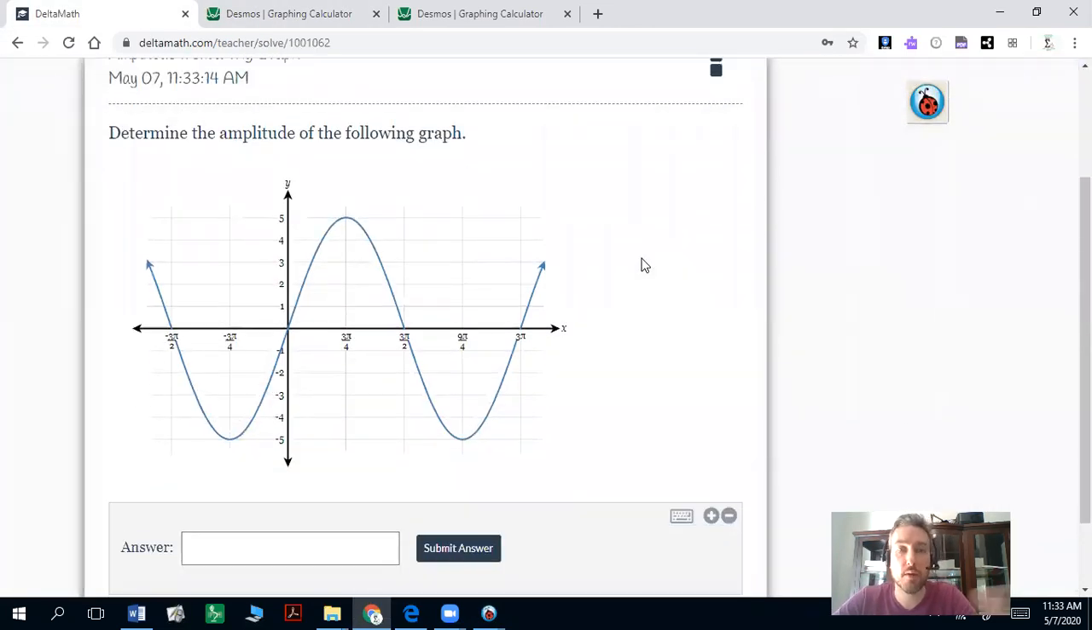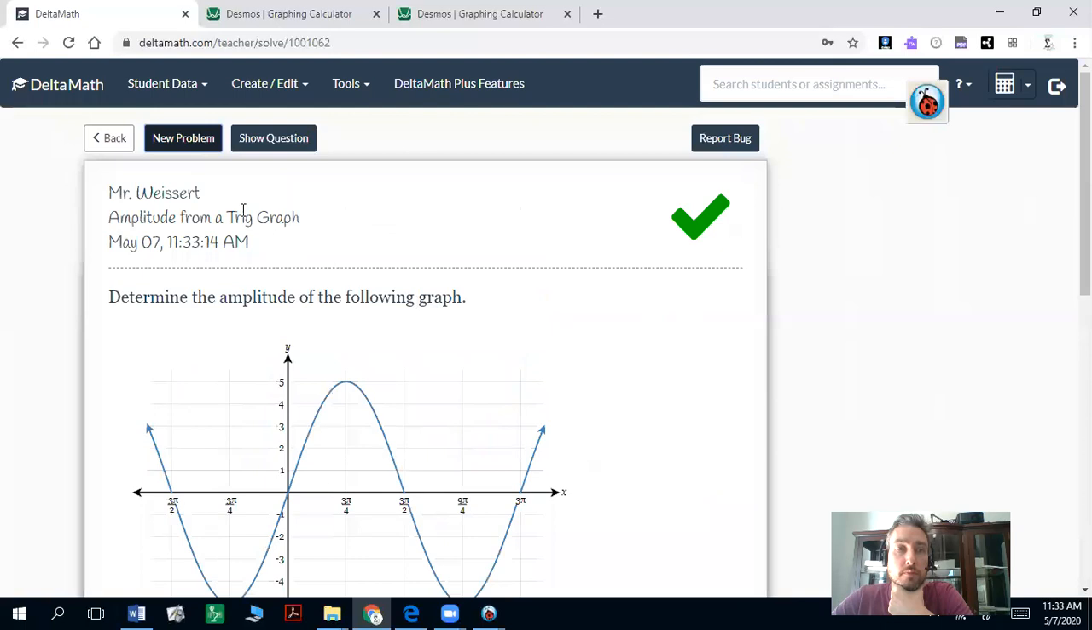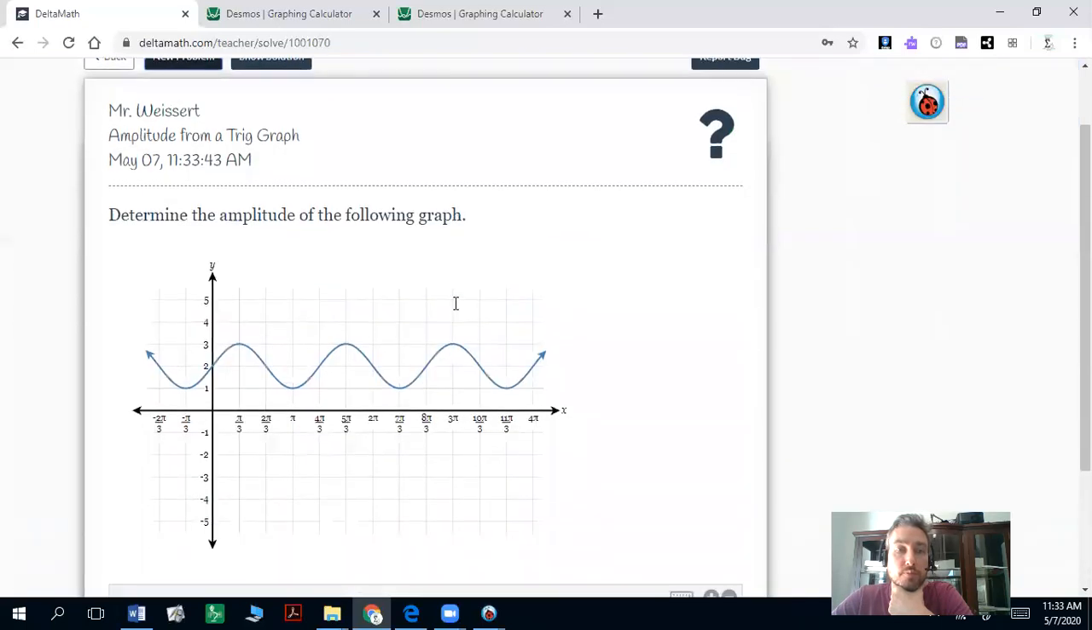So again, I don't care about the shift up or down. I want to know, what is that amplitude? So if you look at the midline, that's right here at the x-axis, that's 0. It goes up to 5 and down to -5. Now it starts at the midline, so it's sine, but that highest value is 5. So the amplitude would be 5. We don't put y equals here. It's not an equation. It's just an overall vertical distance. So we'd say 5.